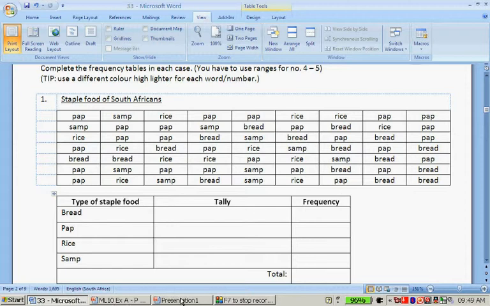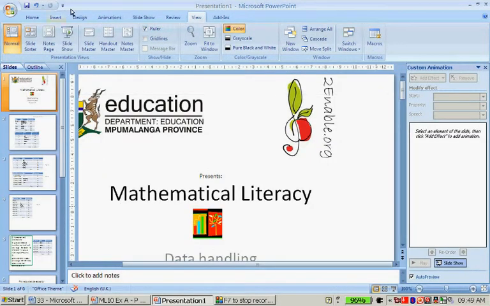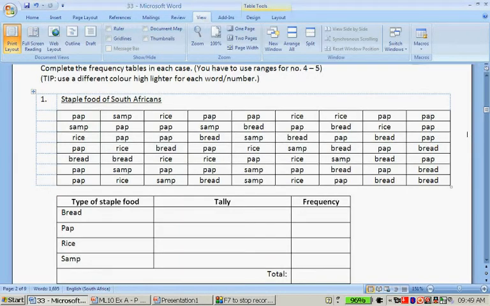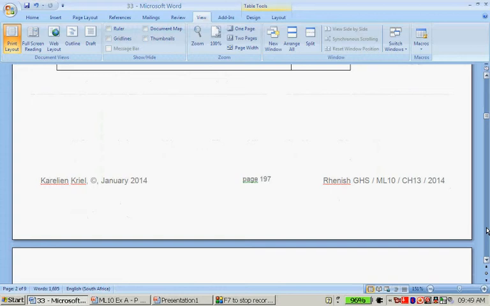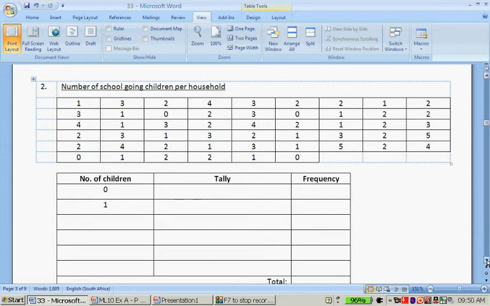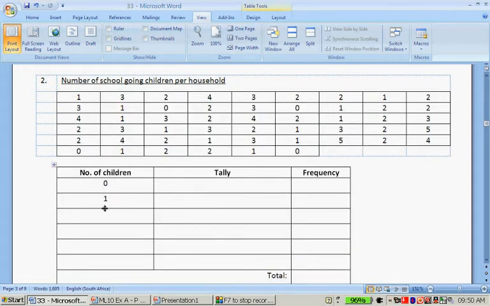Right, so now here is the answer. Sorry, let's quickly look at the next one, because two answers are on the same page. The number of school-going children per household. So we have the number of children: 0, 1, 2, 3, 4, 5, and you don't have to go any higher because there are no higher numbers. Tally it and write in the frequency.